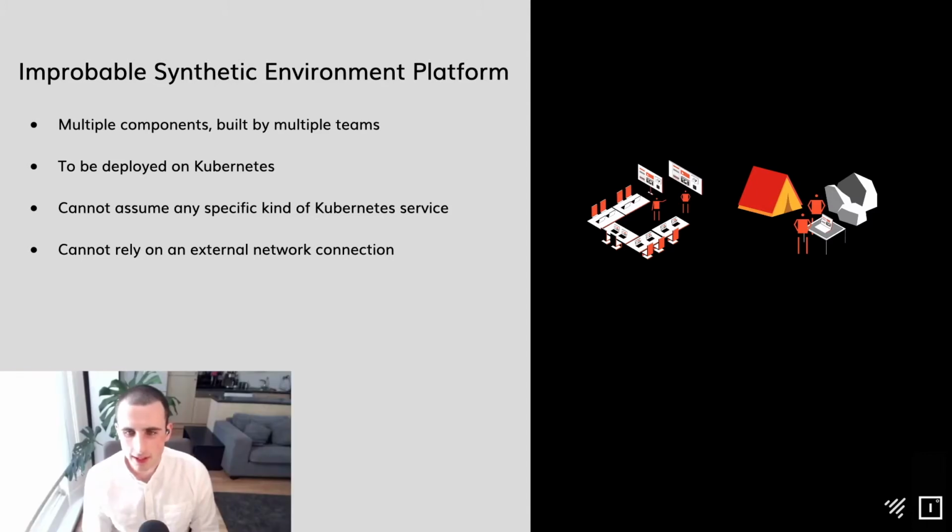So I guess, Ollie, you mentioned that the end goal of the platform was to be able to deploy on any Kubernetes service. It needs to be completely unbiased in that sense, but also it can't rely on an external internet connection. These sort of problems, you can think off the top of your head if you've got any experience with building platforms like this. But what sort of challenges does that pose?